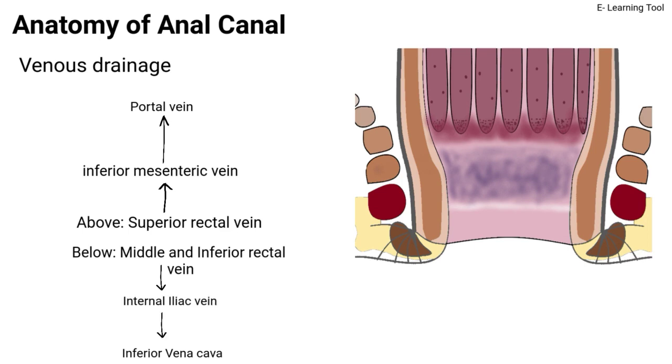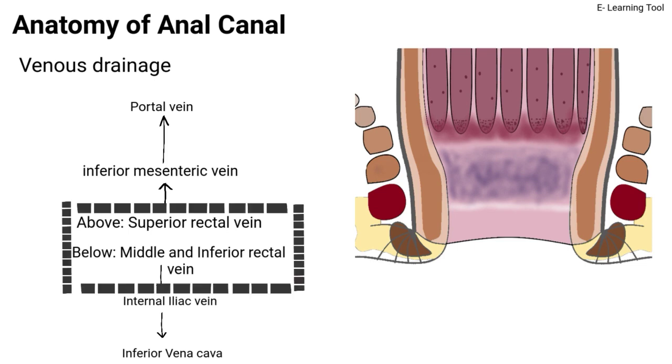Tributaries of the superior, middle and inferior rectal veins form a plexus in the submucosa and the adventitia of the anal canal called the rectal venous plexus. So due to this connection between the portal vein and the inferior vena cava, the anal canal is the site of portacaval anastomosis. This concludes the anatomy of the anal canal.